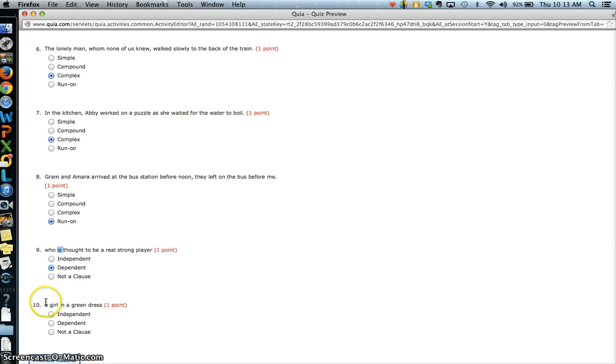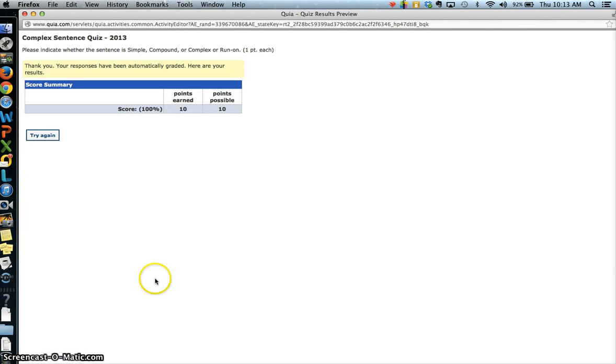And last, a girl in a green dress. There is no verb in here at all, and we know that a clause has to have a verb, thus this is not a clause. We can preview our results, and we see 10 out of 10. All right, please let me know if you have any questions.